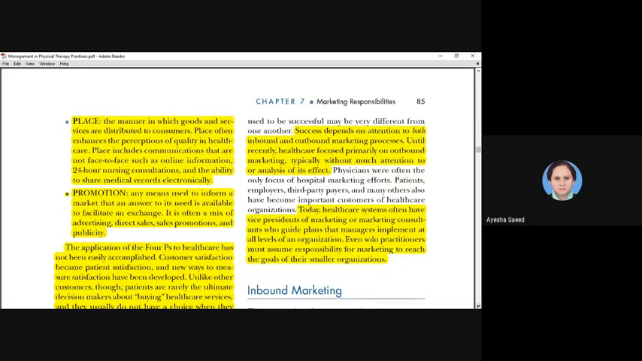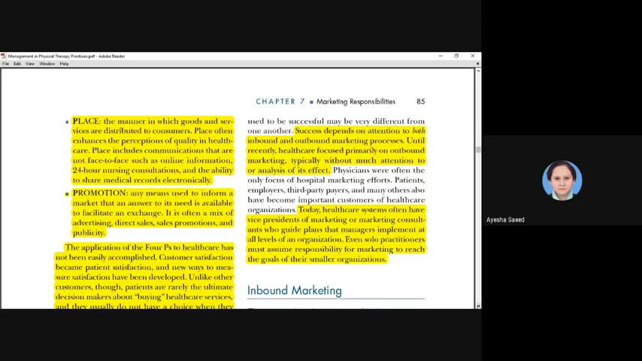The application of the 4 Ps to healthcare has not been easily accomplished. Customer satisfaction became patient satisfaction, and new ways to measure satisfaction have been developed. So, a theme that has been used from business administration has been converted, and the wordings have been changed according to the healthcare settings.